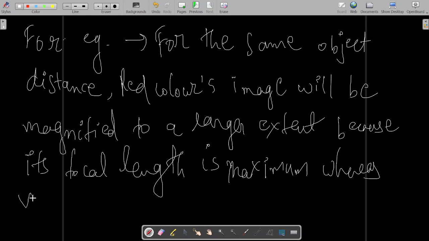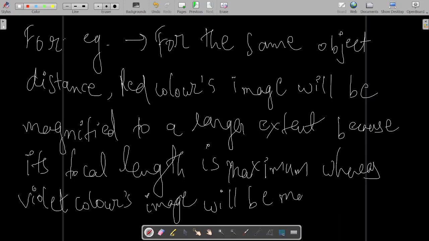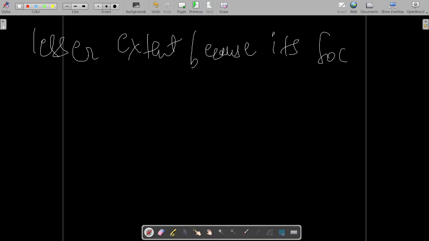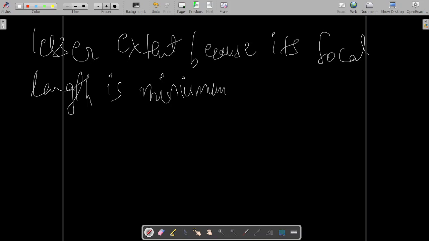Whereas violet color's image will be magnified to a lesser extent because its focal length is minimum. Okay.